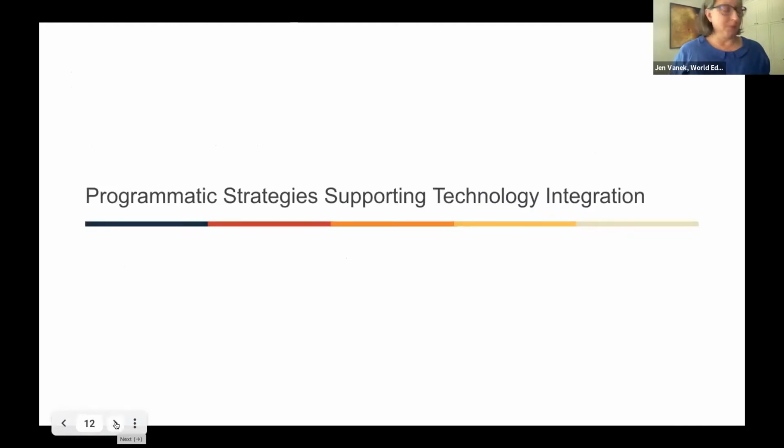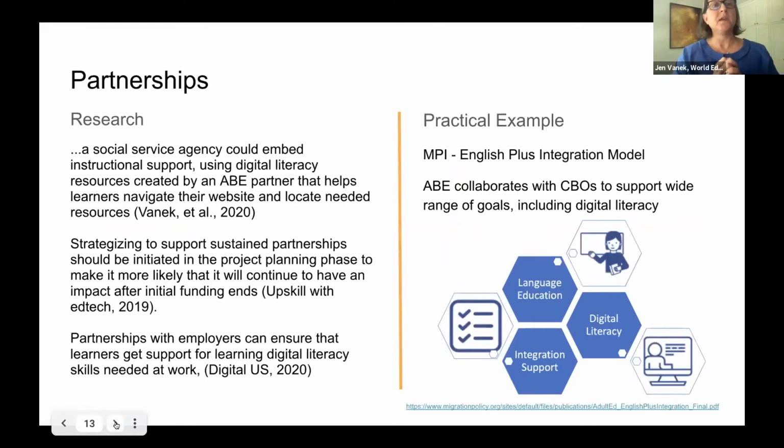So all of the instructional brilliance in the world won't do a thing if there isn't programmatic support for integrating technologies and supporting digital literacy development in our classrooms or remote instruction and distance education. So I have three or four different content areas to talk about here, areas that we found really salient in the research as we were going through our literature review. The first area is around partnerships.